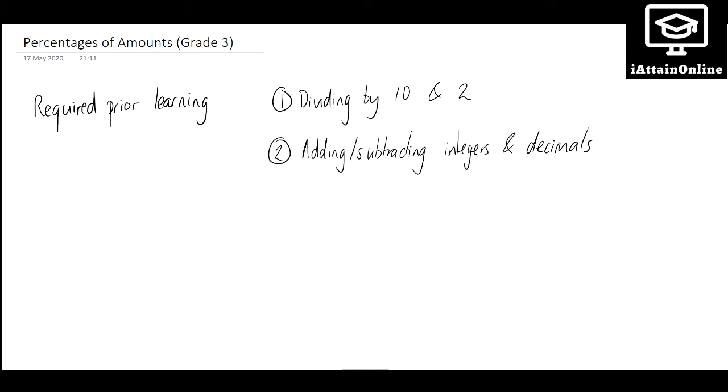So the first thing you're going to need to do is you will need to be able to divide by 10 and divide by 2, both with and without a calculator. You will also need to be able to add and subtract both integers, which means whole numbers. So for example 1, 2, 3, 4, not 1.5, 2.3, 3.7, those are decimals. But you also need to be able to add and subtract decimals as well. Okay, so I've got 4 examples of increasing difficulty. And I'm going to start with showing you how to do this without a calculator.